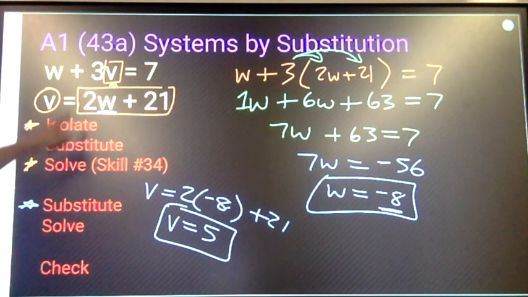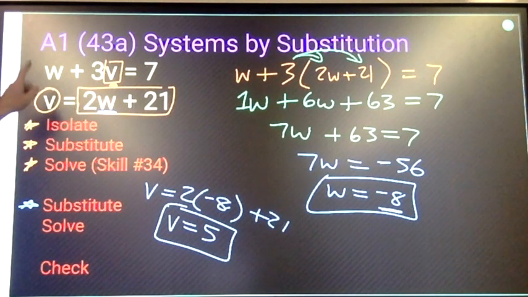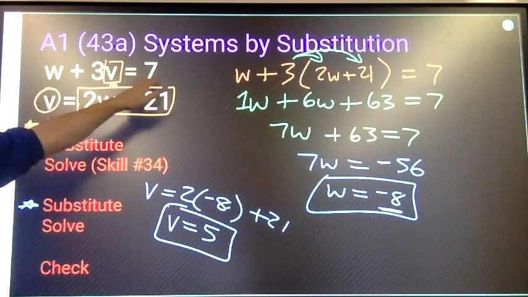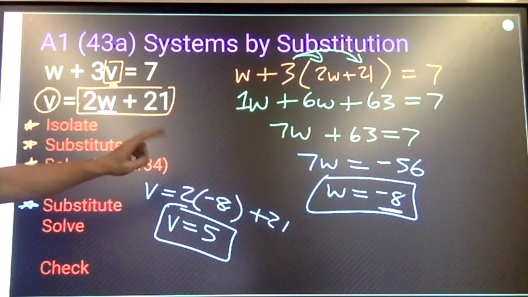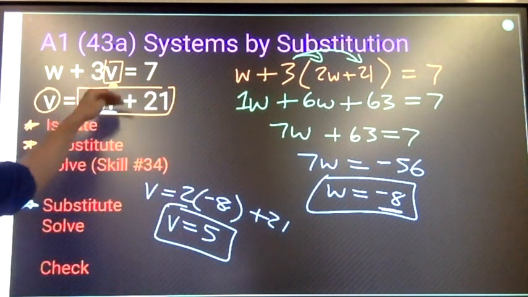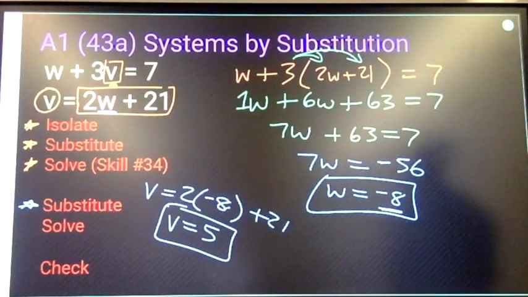2 times negative 8 plus 21 is 5. 3 times 5 is 15, plus negative 8 is 7. So w equals negative 8, v equals 5 are the two values that solve both equations. That's the solution to the system.